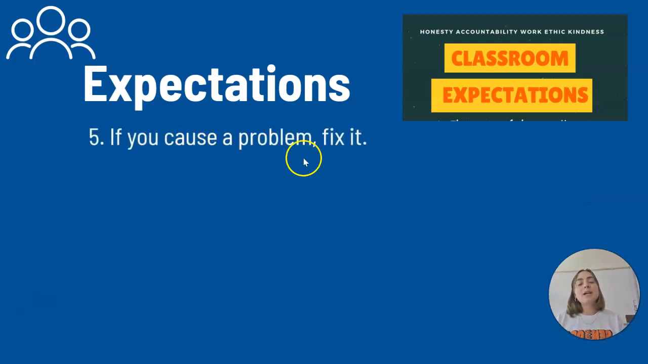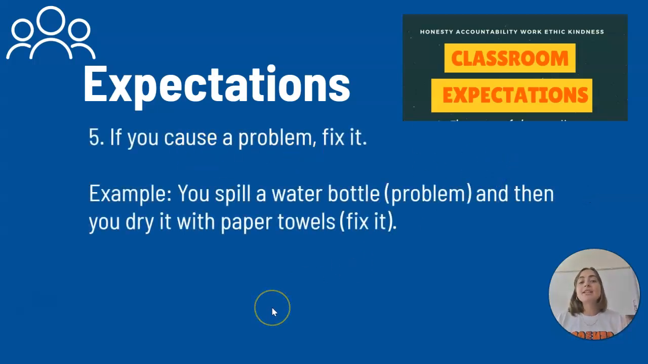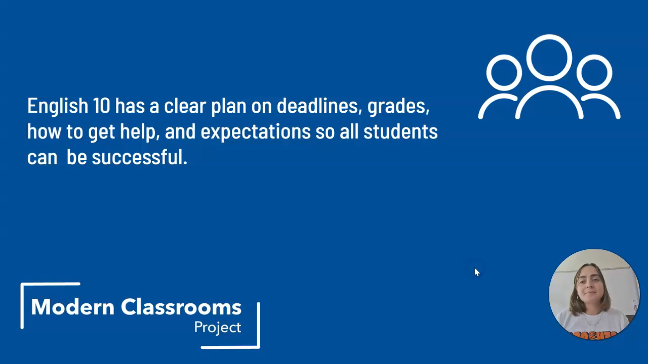Finally, if you cause a problem, I expect you to fix it. For example, you spill over your water bottle. It's okay, it happens, but clean it up, right? Get some paper towels, clean up the problem. If you bump into someone, say sorry, right? So in English 10, we have clear plans for our deadlines, for how we're going to get grades, how to get help, and expectations so that we can all be successful in this class this year.